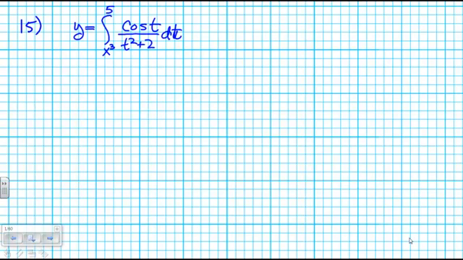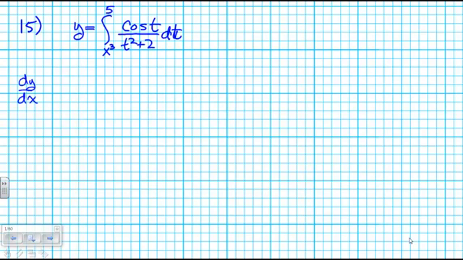So here is problem number 15 from section 5.4, and they're asking, given this, will you please find out what is dy/dx? Alright, so you have to make a negative. Well, a couple of things are going on here.